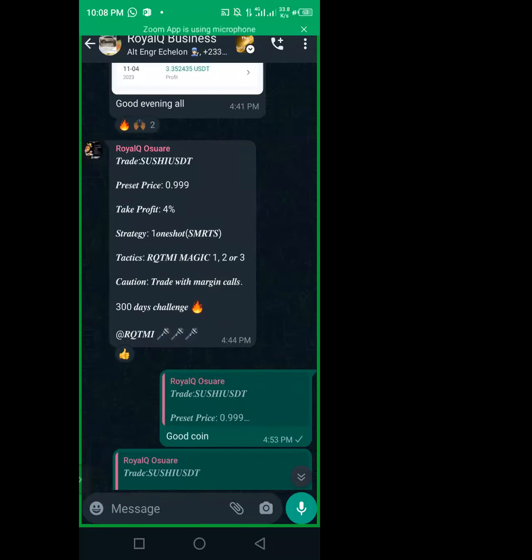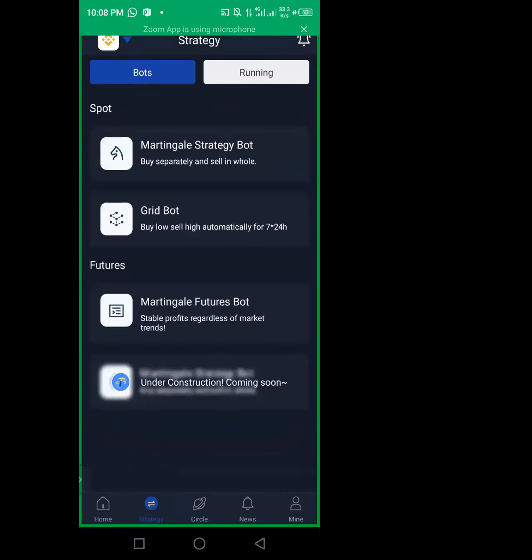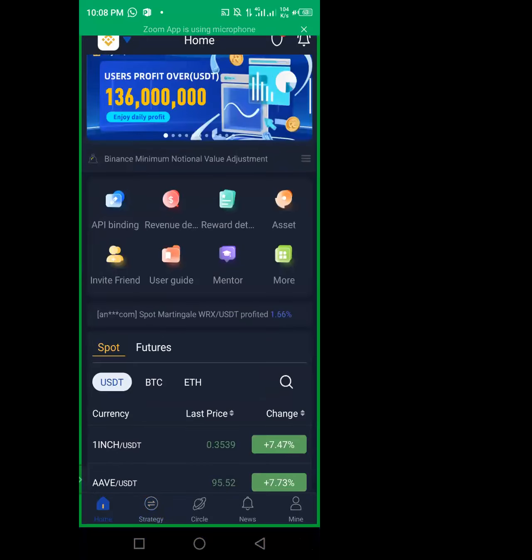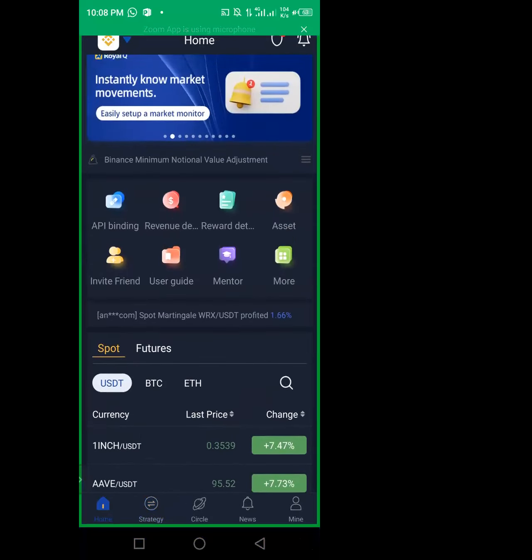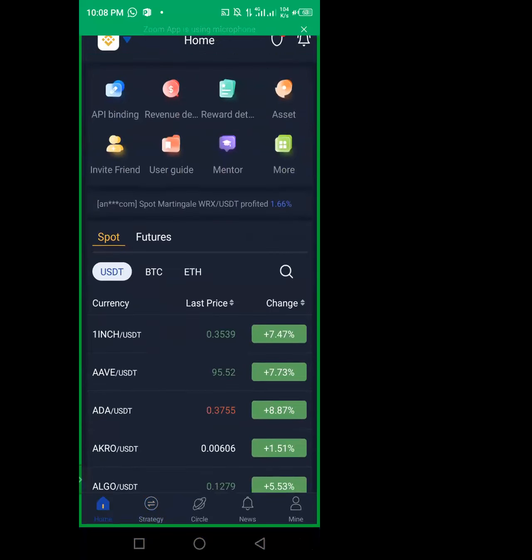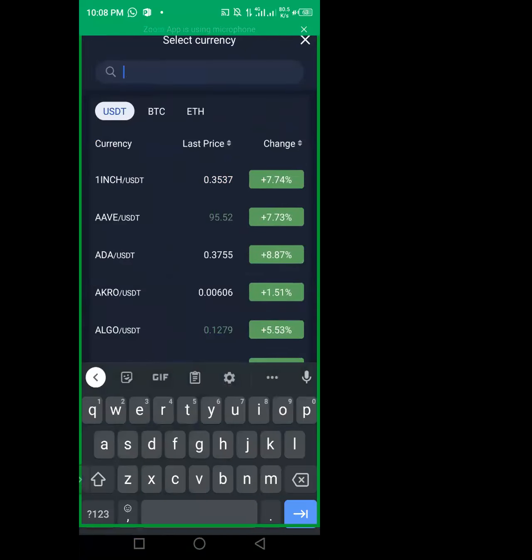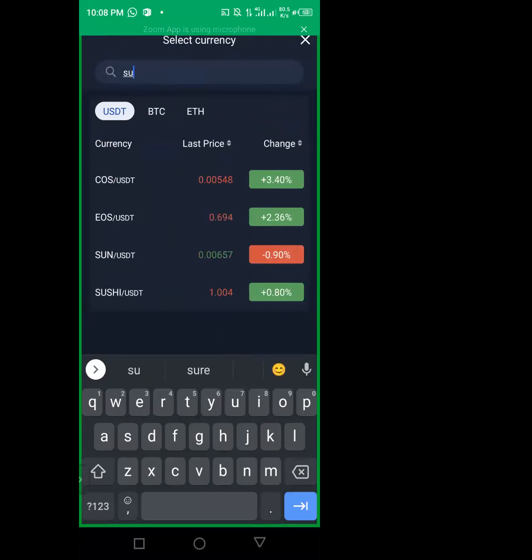Hello, are you following? Okay, so if I want to enter this sushi now and my trade capital is 200, the first thing I'll take note of is the name of the coin. If I'm on the home page, I'll click on strategy below, or I'll click on search and enter my sushi. Look at it here, sushi. I'll click on it.